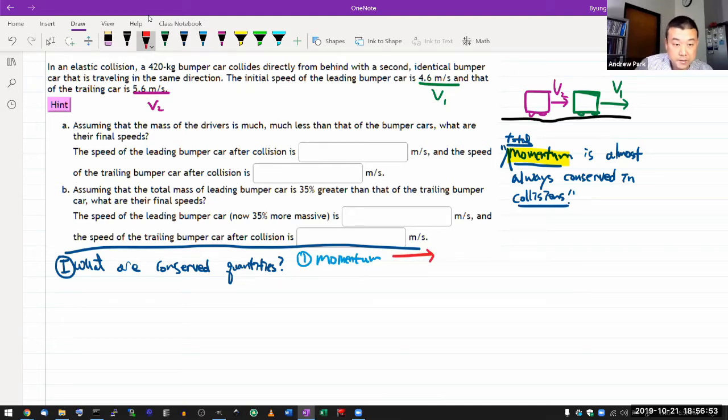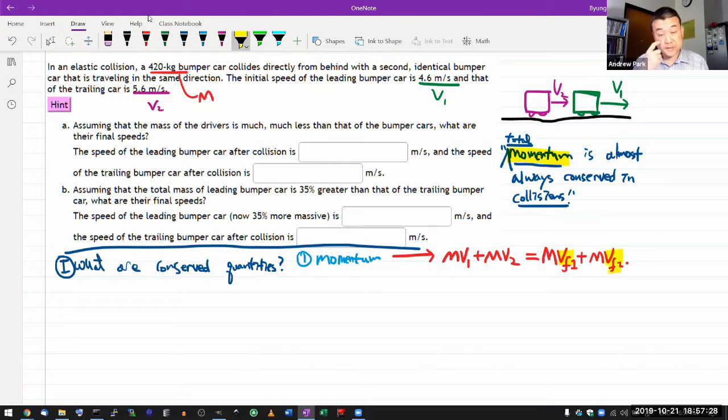Then what that looks like, let me give the letter M for this: the initial momentum is MV1 plus MV2. Conservation of momentum means this is equal to the final momentum after collision. Same mass, so this is M V final 1 plus M V final 2. And this is where I hope you realize, oh, too many unknowns. I have two speeds that I need to figure out after the collision and only one equation, so you need to find one more piece of information that will allow you to finish solving this question.